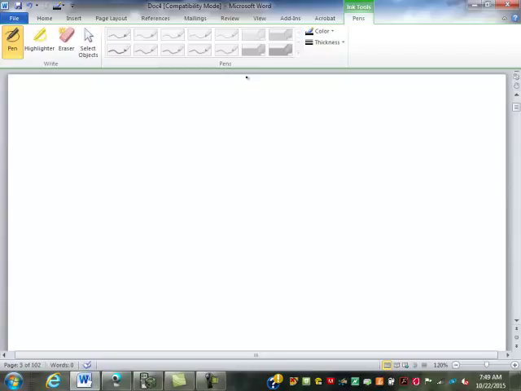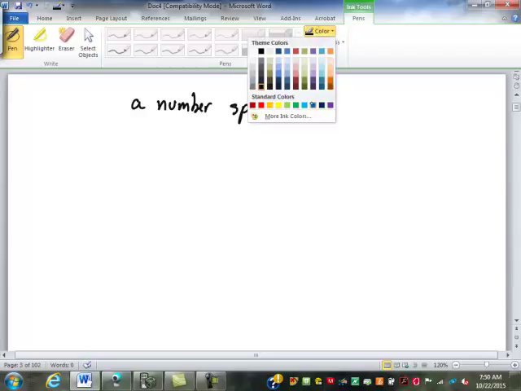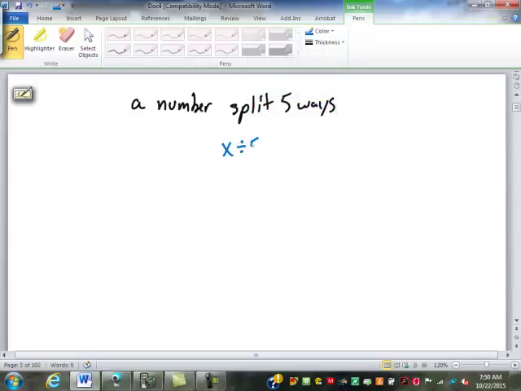If you can't think of more, then no big deal. Let's take a look at the next one. Let's do a number split 5 ways. What's that imply? x divided by 5. That's probably the way most of us would start out writing it, just like that, x divided by 5. A little bit more compact way of writing it: when we discussed fractions, we talked about how a fraction is a division problem, and a division problem can become a fraction. So x over 5 fits. What are some other phrases that we can use to describe division, x divided by 5?